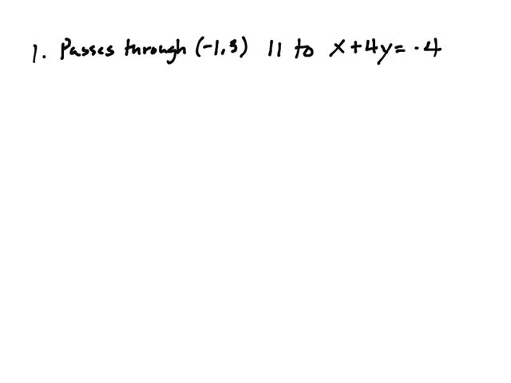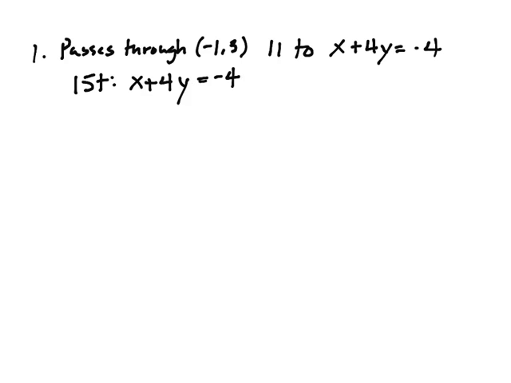Okay, so I'm going to work out number 1 of the independent practice from lesson 1.4. I need to find an equation in slope-intercept form of a line that satisfies this condition. It needs to pass through (-1, 3) and is parallel to x plus 4y equals -4. So the first equation that it gives you is x plus 4y equals -4.